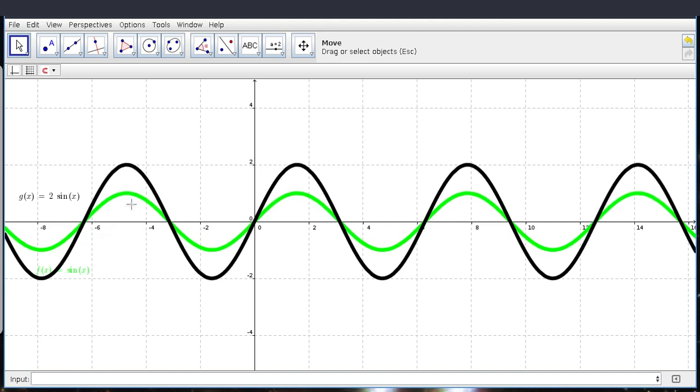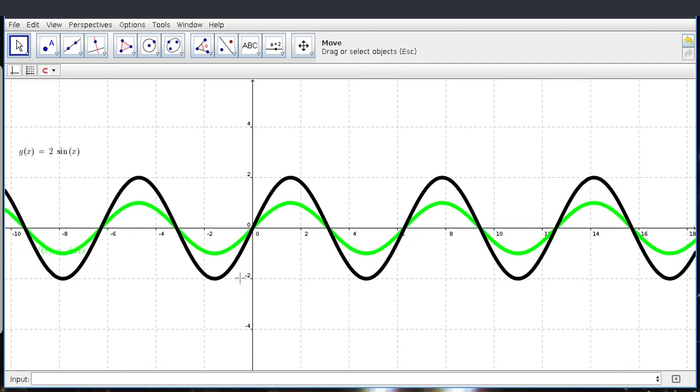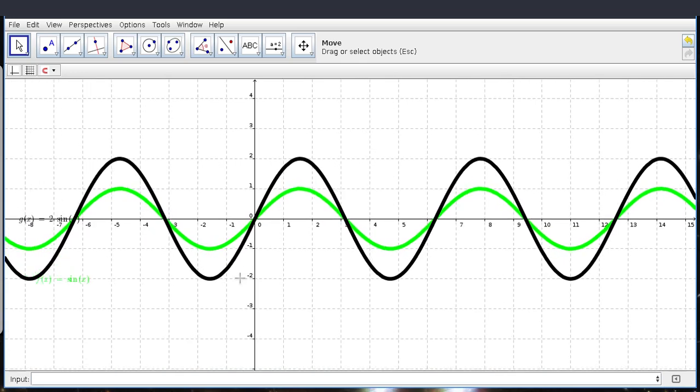What do you notice? Well, first of all, remember, from 0 up to the top is a positive amplitude, from 0 to maximum value. From 0 to negative maximum is a negative amplitude. But the amplitude has doubled. Sine x, the green graph, has this height, but the amplitude of 2 sine x is twice it. Interesting.